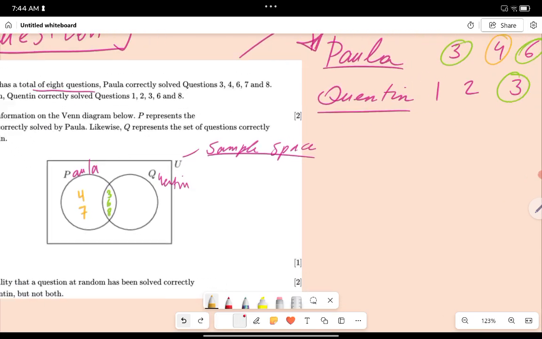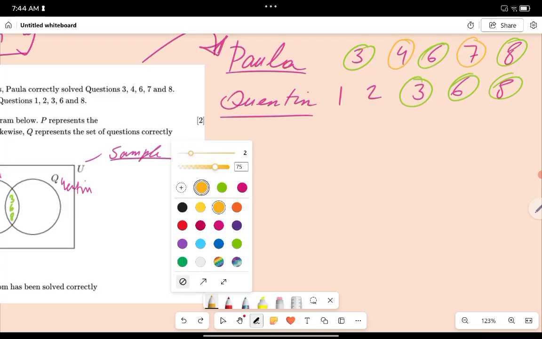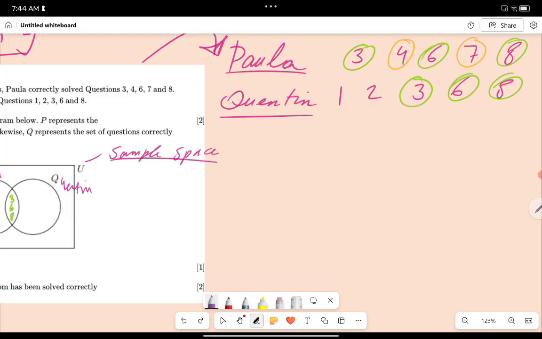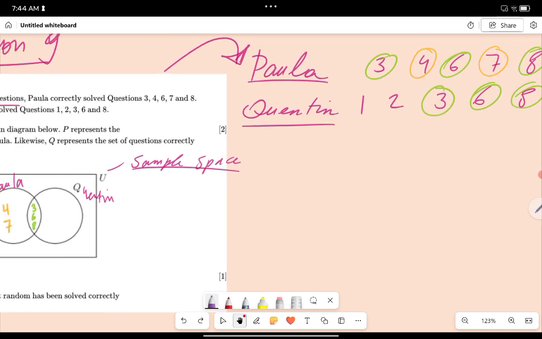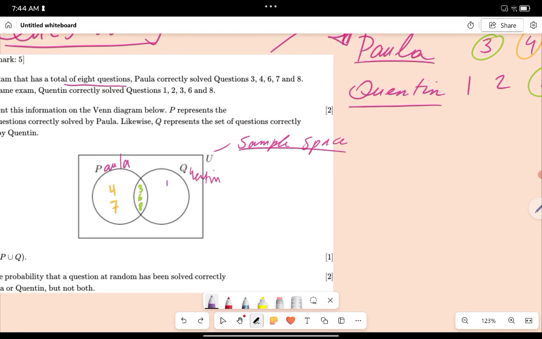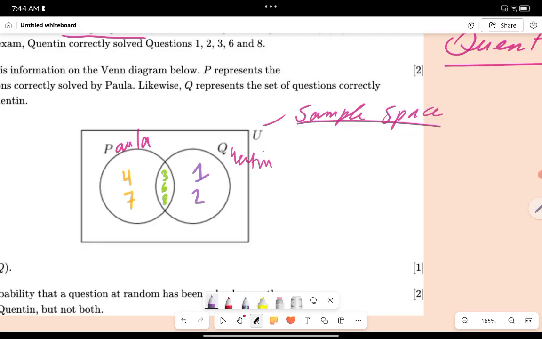And what does Quentin have? Let's take another color, purple. So Quentin has 3, 6, and 8, but he also has 1 and 2. Okay, now the crucial step as well.